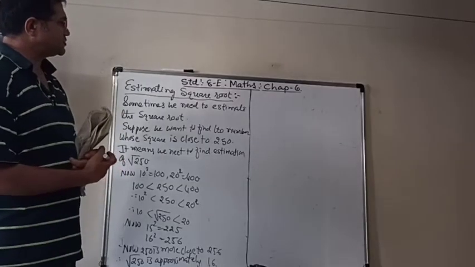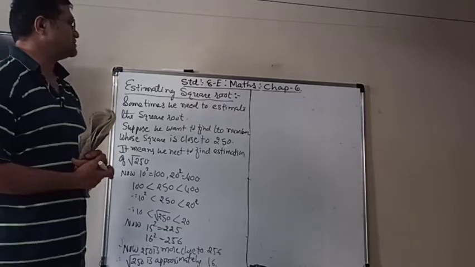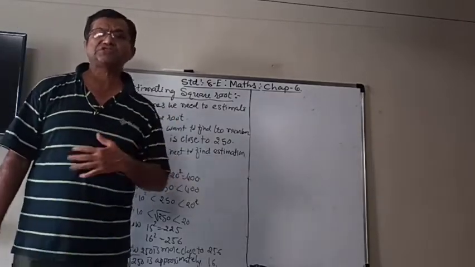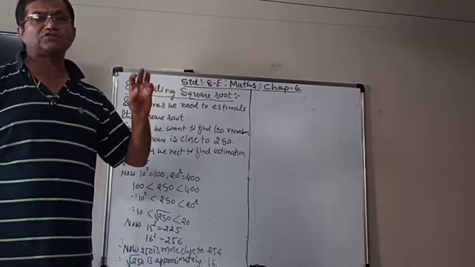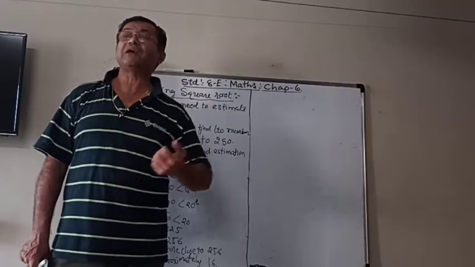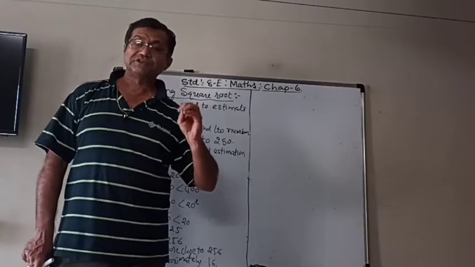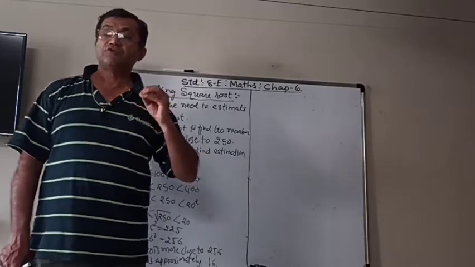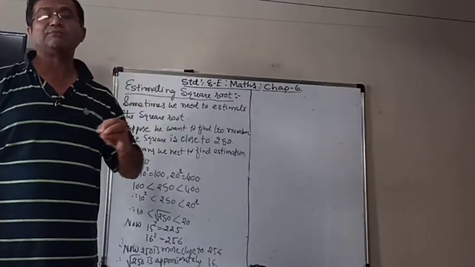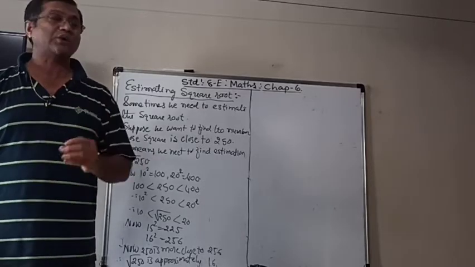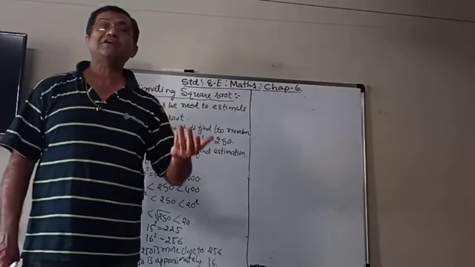Now sometimes we need to estimate the square root, meaning we don't need the perfect square root because that number is not a perfect square, but we need the nearest value of the square root of that number. In this situation, we have to estimate, meaning approximately we have to find the square root. Now how can we do that?